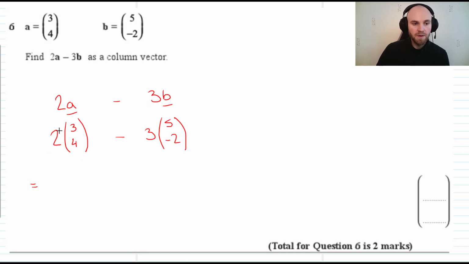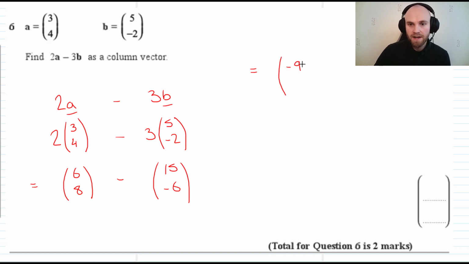And if we just work these out, that is going to be 2 multiplied by 3, which is going to give us 6. 2 multiplied by 4, which is going to give us 8. Minus, well, we have 3 multiplied by 5, it's going to be 15. 3 multiplied by minus 2 is going to give us minus 6. And now if we just look at the x values, we have 6 minus 15, which is going to give us minus 9. And then for the y values, we have 8 minus minus 6, which is 8 plus 6, which is going to give us 14. And that is our answer.